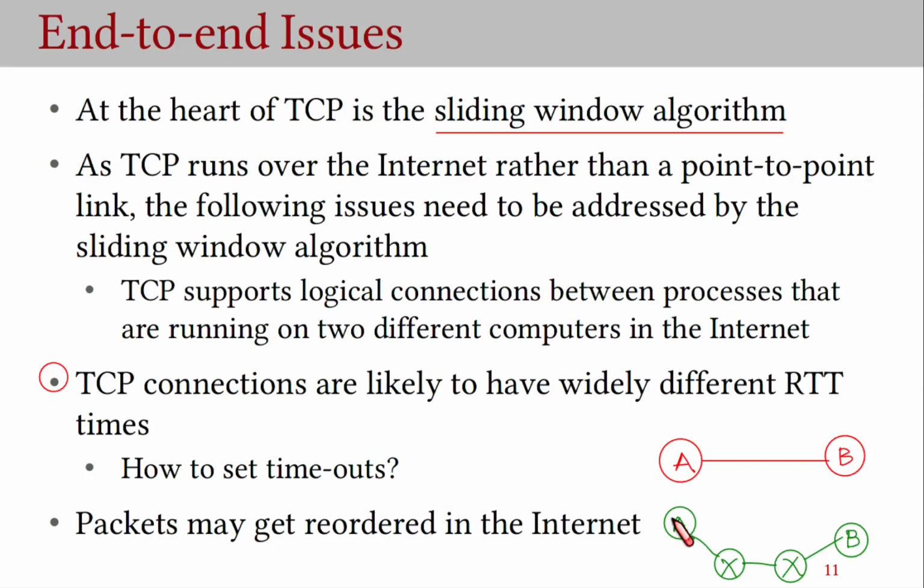And not only that, it may be that just within one connection, the round trip time might vary a lot, because different packets might take different paths through the network, and therefore just setting a timeout based on one round trip time is not sufficient. And therefore, in the case of TCP, the timeouts are adaptive. Another issue, which was not present in the case of a single point-to-point link, is that packets may get reordered in the internet and they may arrive out of order at the destination.